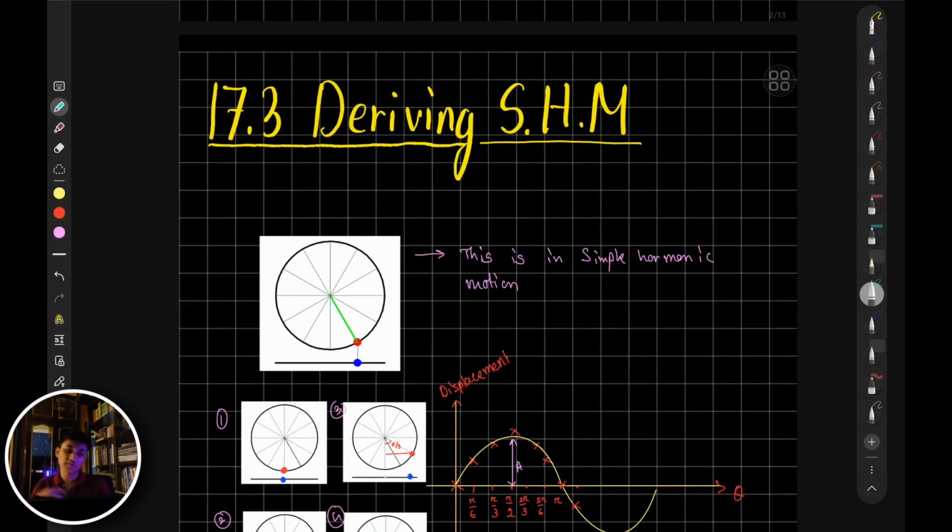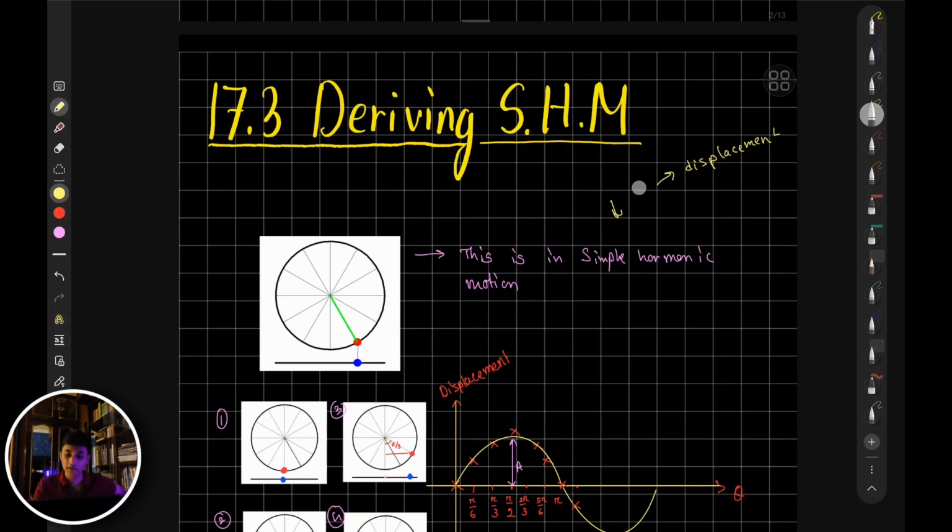In this video, we're going to talk about simple harmonic motion and how the equation a = -ω²x is derived. Basically, over here, x is the displacement from equilibrium, ω is the angular frequency or angular speed, and a is the acceleration of the oscillating object or the oscillator.